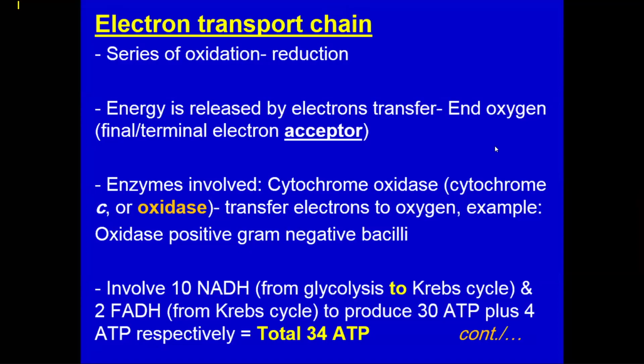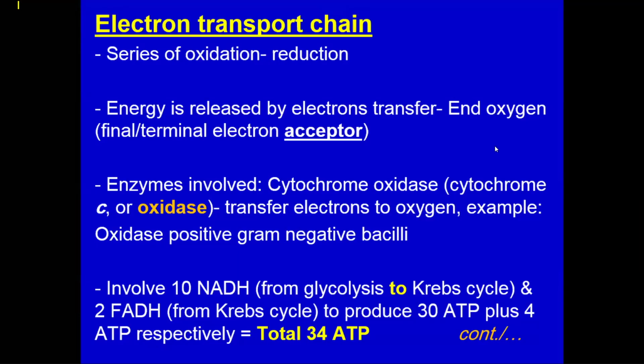Okay. The enzymes involved include cytochrome oxidase. Sometimes we call it cytochrome C or oxidase enzyme. It transfers electrons to oxygen. Oxygen is the final acceptor. Example, oxidase positive gram negative bacilli. Some of the gram negative bacilli are oxidase positive. This is how we are going to transfer it into practice.